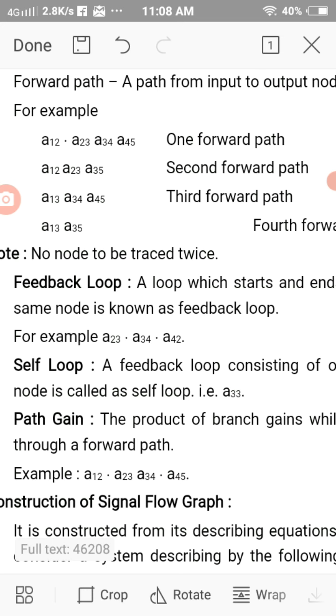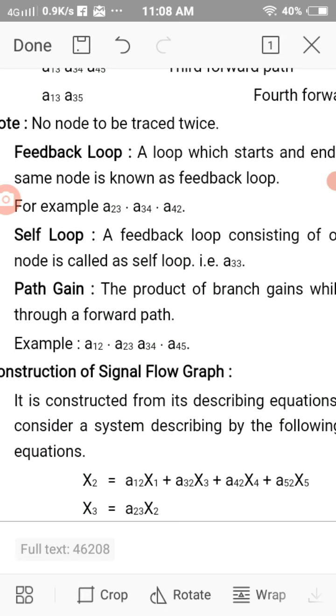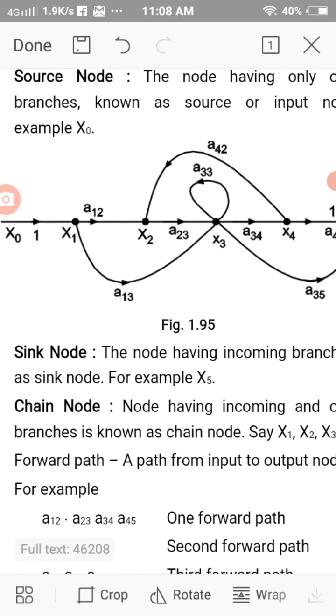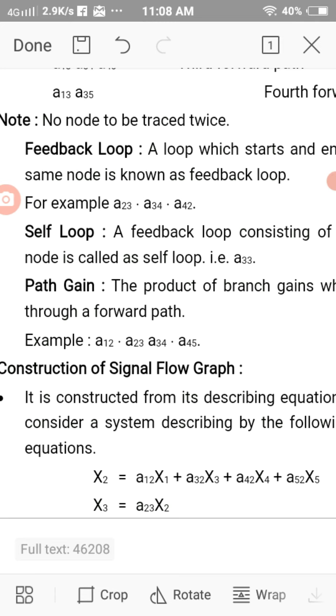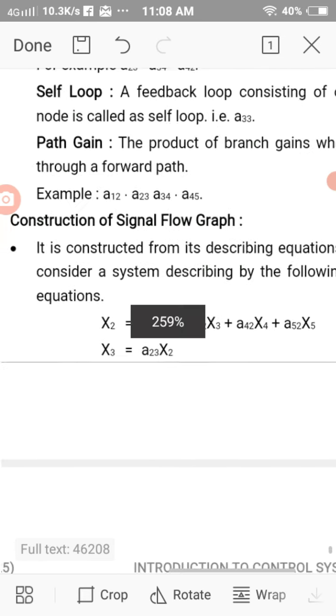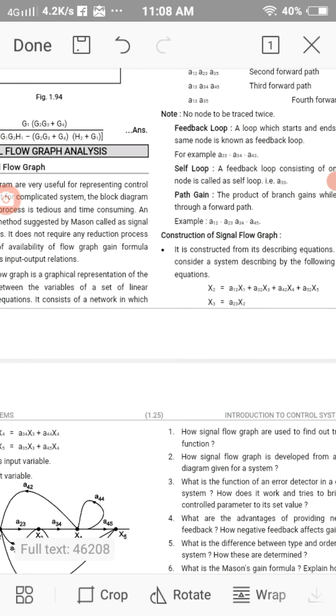A self loop is also there and path gain is also there. Self loop is A33. A33 is the self loop and the feedback loop is A23, A34 and A42. The path gain is A12, A23, A34 and A45, which is the gain of the path. This is what the signal flow graph is. It is useful in complicated circuit diagrams.